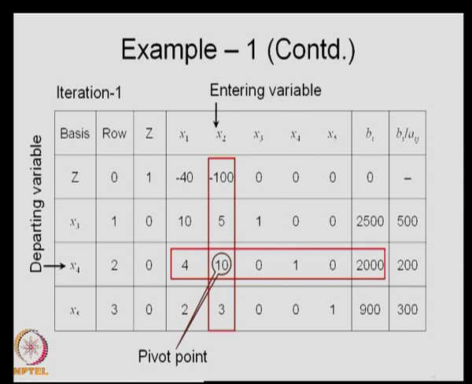First, we ask the question, is the solution optimal? The solution is optimal only if all the coefficients here in the z row are non-negative. Because there are some negative coefficients here, this solution is not optimal.